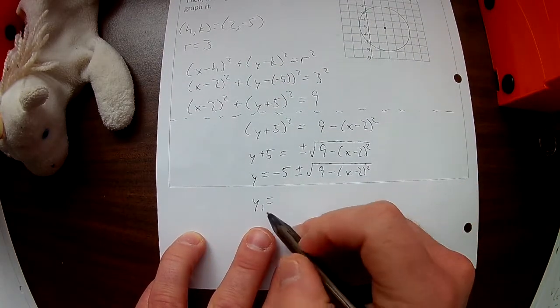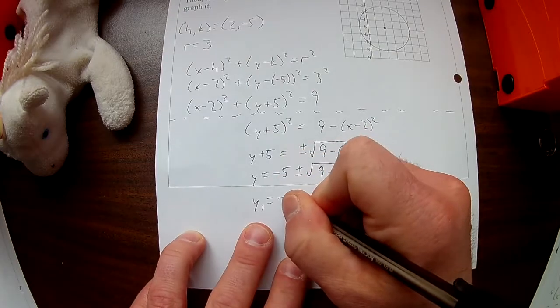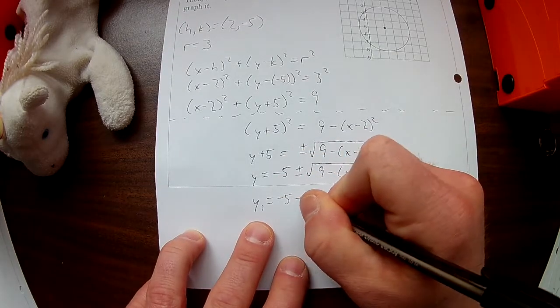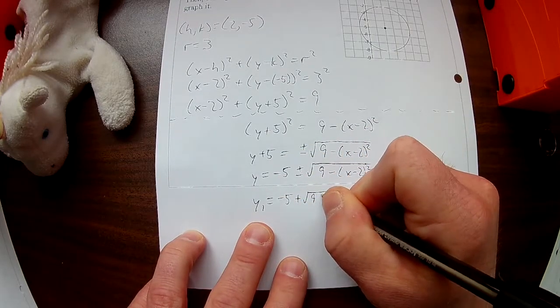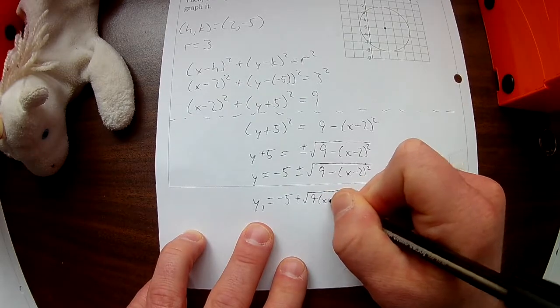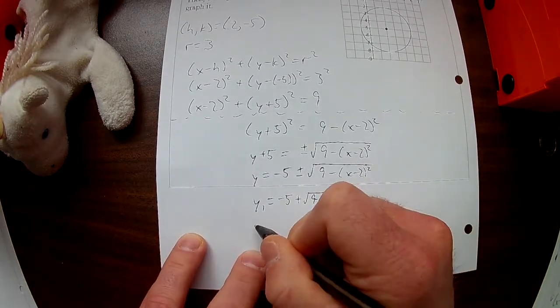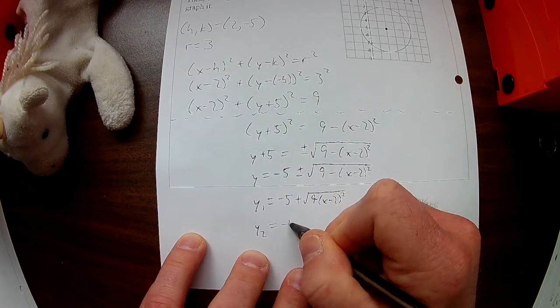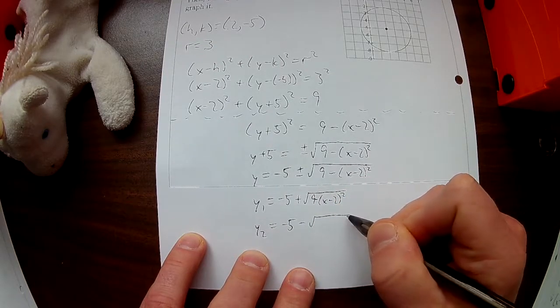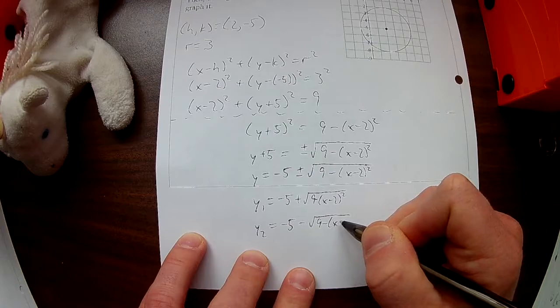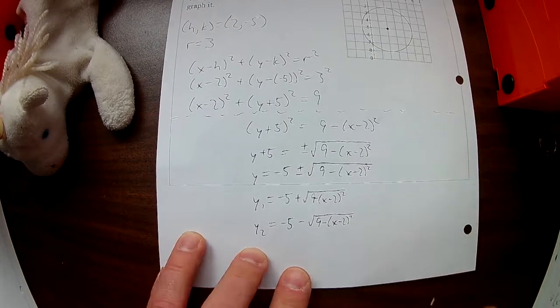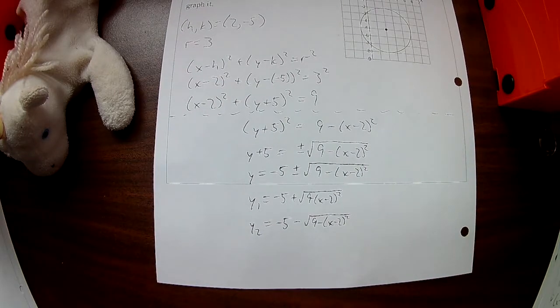If you are graphing this, you'd have to graph it as y1 equals -5 plus the square root of 9 minus the quantity of x minus 2 squared, and y2 equals -5 minus the square root of 9 minus x minus 2 squared. Pause this, plug that into your calculator, and look at how it's a circle, then press play again.